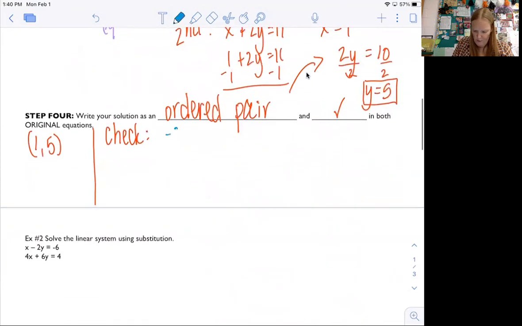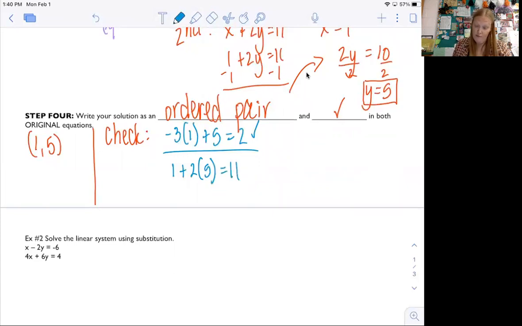So -3 times 1 plus 5 should equal 2. Yep, -3 plus 5 equals 2. I checked it in the first equation. Now I get 1 plus 2 times 5 equals 11. I'm checking it in the second equation. 1 plus 10 is 11. Yay! Therefore, 1 comma 5 is the point on the coordinate plane where those two equations cross.